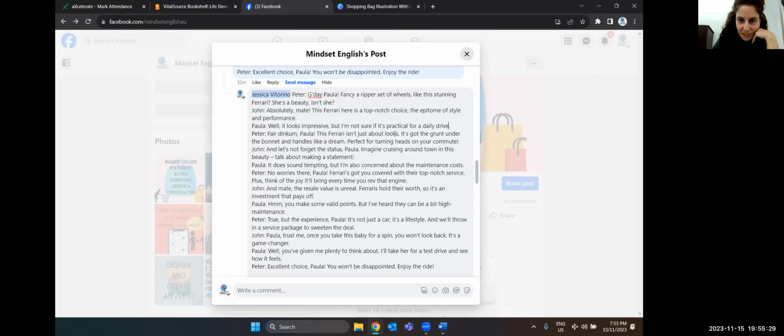This Ferrari isn't just about looks. It's got the grunt under the bonnet and handles like a dream. Perfect for turning heads on a commute. And let's not forget the status quo. Imagine cruising around town in this beauty. Talk about making a statement. It does sound tempting, but I'm also concerned about the maintenance cost. No worries. Ferrari's got you covered with a top-notch service. Plus, think of the joy it will bring every time you rev that engine. Mate, resale value is unknown.